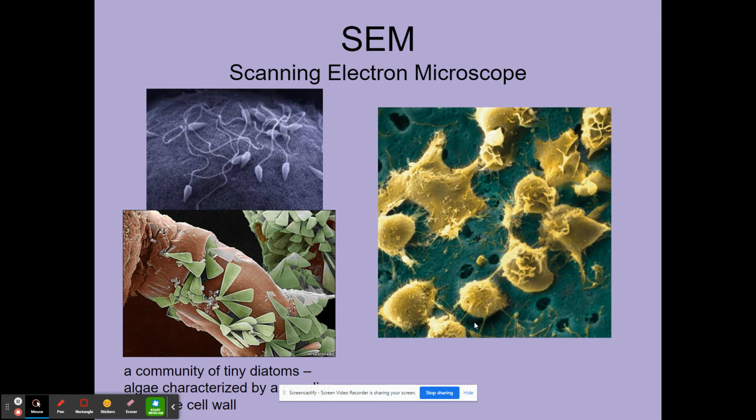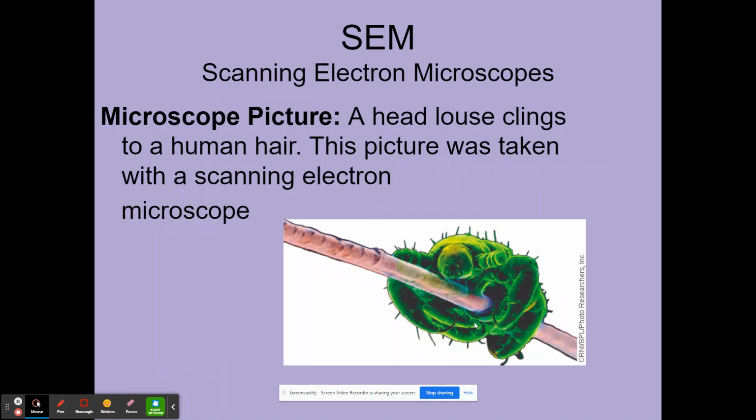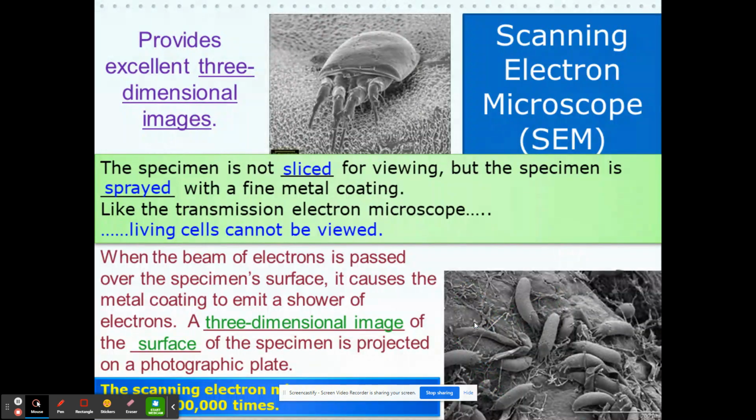So these are some images that you can see. Diatoms, sperm on an egg cell, and that's a virus invading a cell. This is another one, that's human lice on the scanning electron microscope, what it looks like.